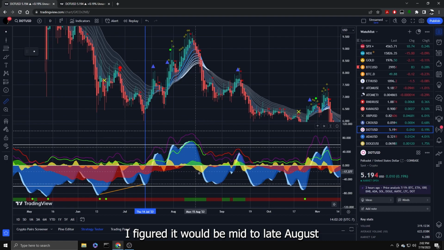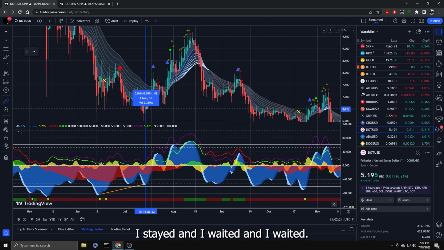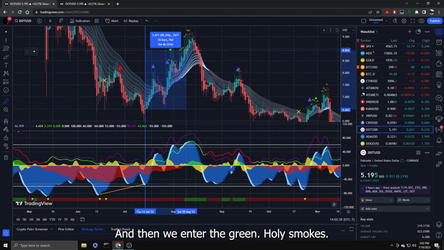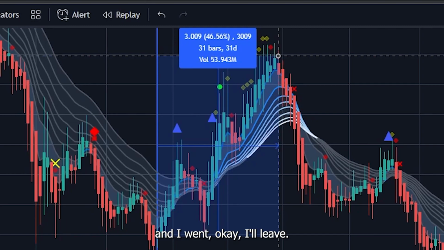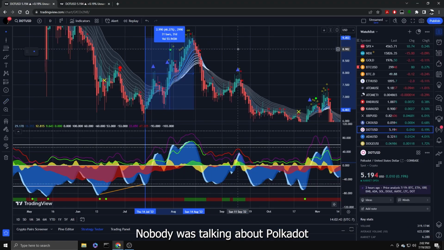I figured it would be mid to late August when we enter the green. So when I entered, I stayed and I waited and I waited, and I'm watching this momentum go up and up and up. And then we enter the green. Holy smokes, look at all this money we're making. And then it started to pull back down. And I went, okay, I'll leave. And I took a 46% profit after 1 month, 31 days. And that's with Polkadot. Nobody was talking about Polkadot at the time.